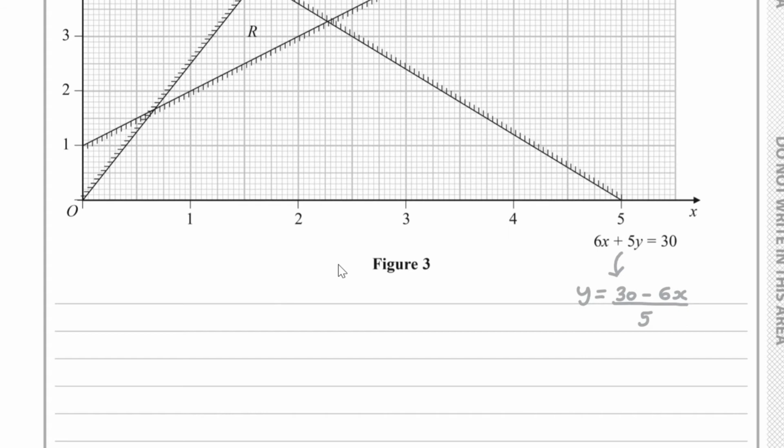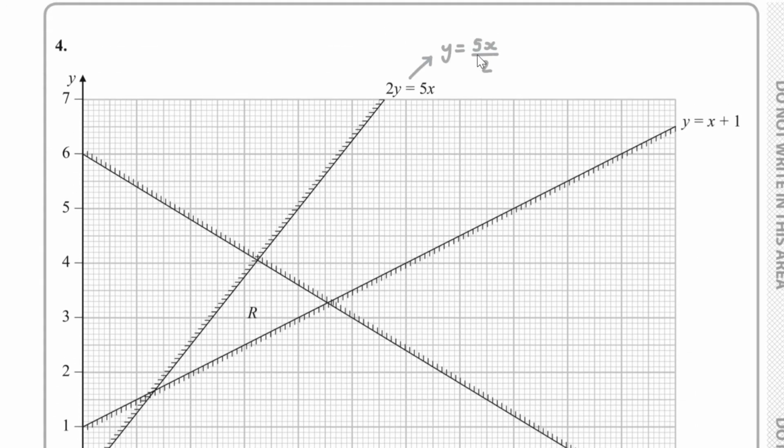So, if we begin with the y equals 5x over 2, you can see here the region we don't want is everything above the line. So what this means is y will be less than or equal to 5x over 2. So if we write that down, you can see here y is less than or equal to 5x over 2.